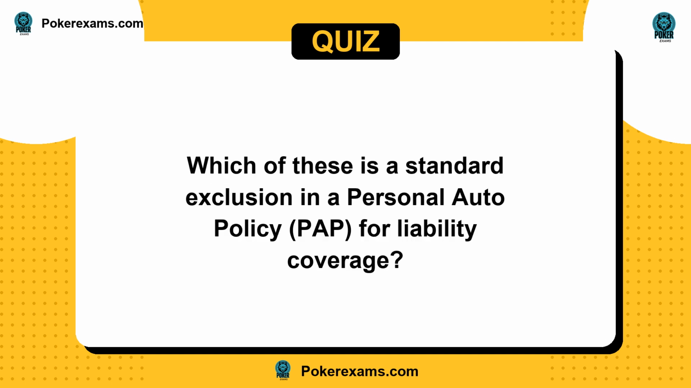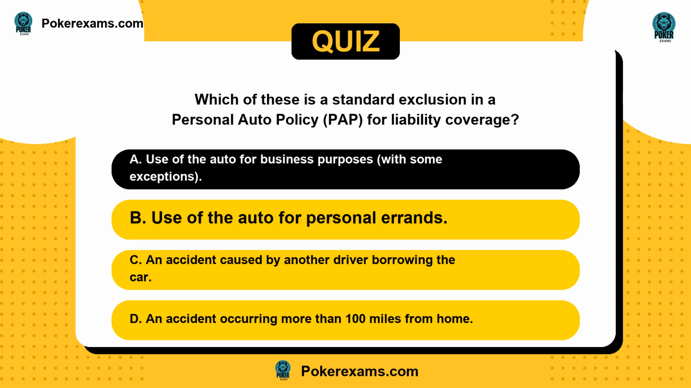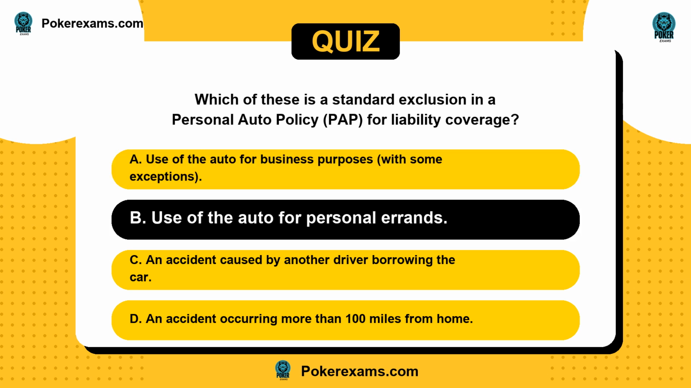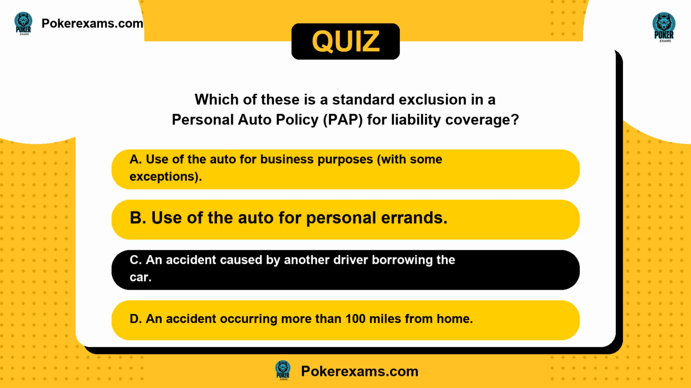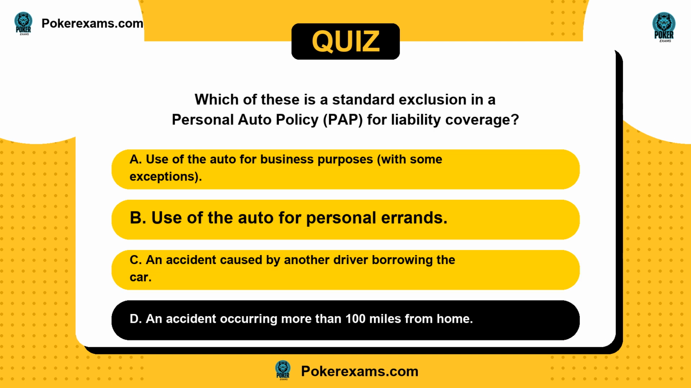Next question. Which of these is a standard exclusion in a personal auto policy, PAP, for liability coverage? Is it A, use of the auto for business purposes, with some exceptions? Or B, use of the auto for personal errands? C, an accident caused by another driver borrowing the car? Or D, an accident occurring more than 100 miles from home?